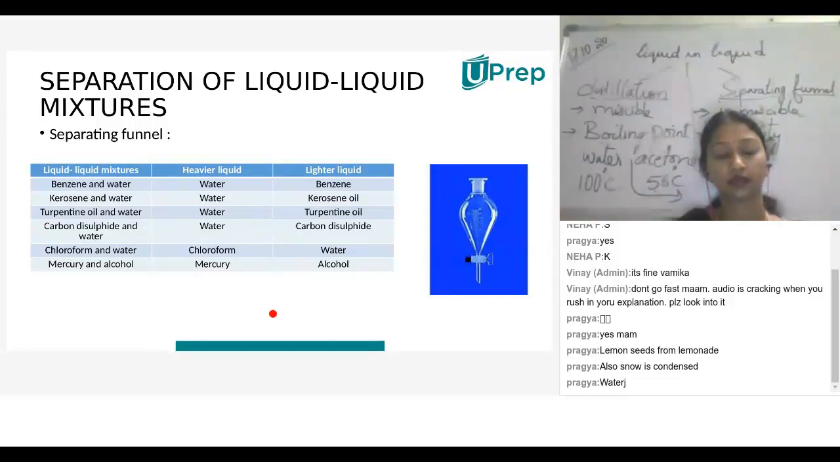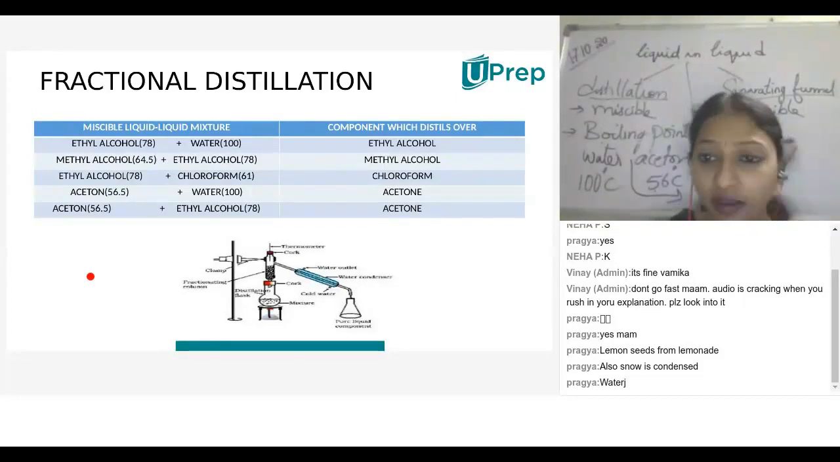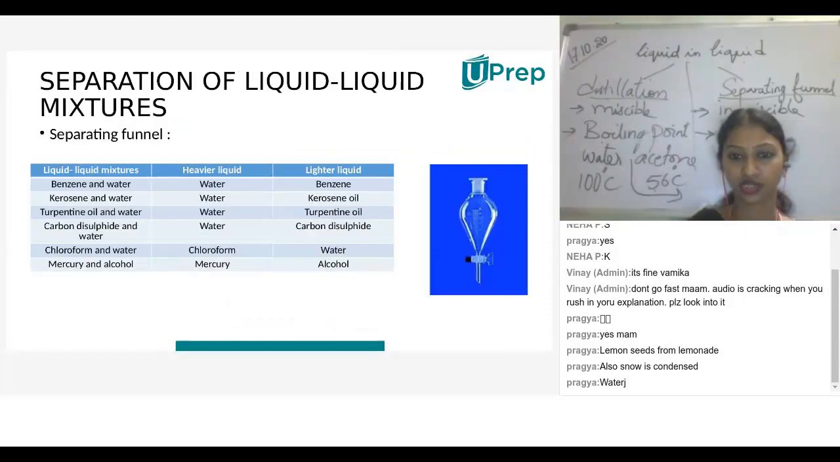Yes? Any doubts? Let me complete my explanation. Definitely you can show it. I'll give time to show whatever you want to. You want to show that separating funnel you are having, Neha? Ma'am? Yeah, what do you want to show me? Actually, I didn't understand the fractional distillation. Good. So we'll learn about fractional distillation also.